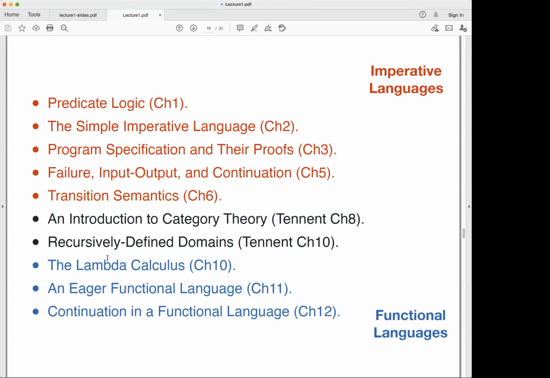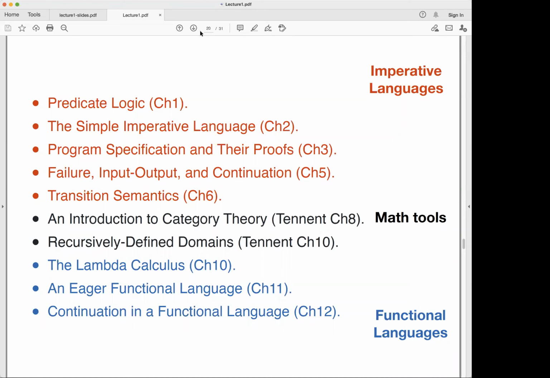But to study these languages formally, we need some mathematical tools. So the intervening chapters, or intervening lectures, will be about some mathematical tools, which will be category theory. So we will use 2 chapters from Tennant's book on programming languages. They have a gentle introduction to category theory.